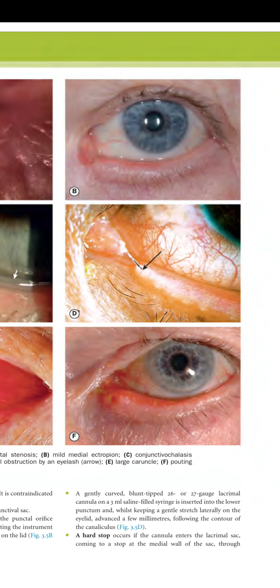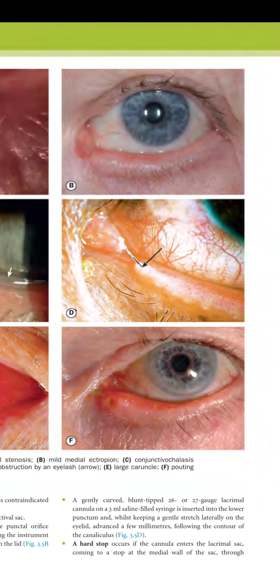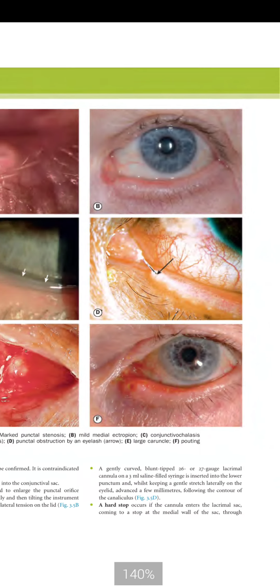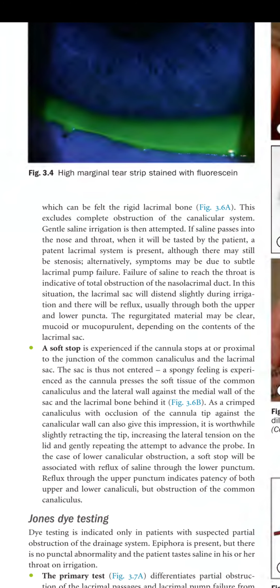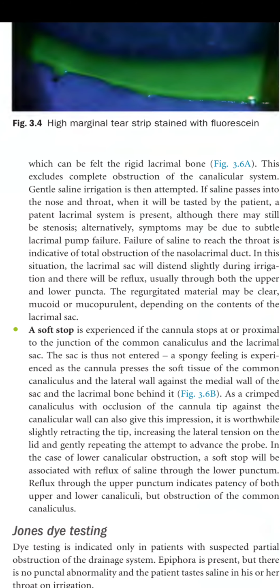A gently curved blunt tip 26 or 27 gauge lacrimal cannula on a 3 ml saline filled syringe is inserted into the lower punctum, and whilst keeping a gentle stretch laterally on the eyelid, advanced a few millimeters following the contour of the canaliculus. A hard stop occurs if the cannula enters the lacrimal sac, coming to a stop at the medial wall of the sac, which can be felt as the rigid lacrimal bone. This excludes complete obstruction of the canalicular system.